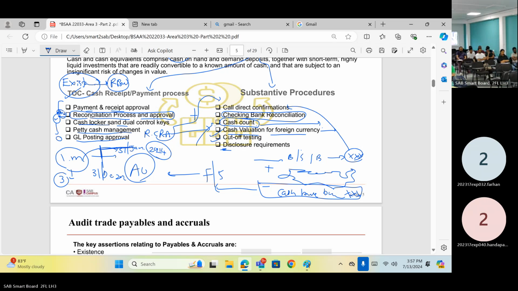Likewise, you are supposed to make the required disclosures as well. In case 7, right? So basically, that's about cash and cash equivalent. So we were discussing reconciliation and then the cash count we discussed.